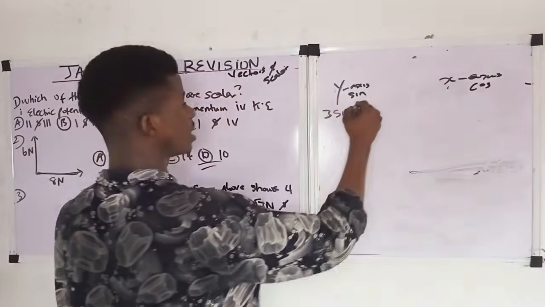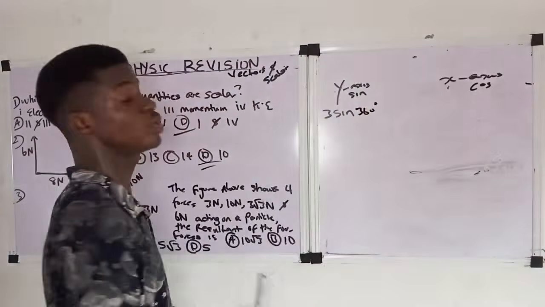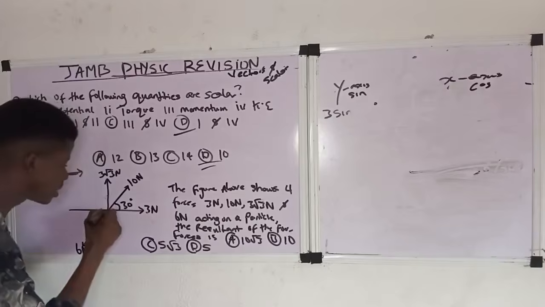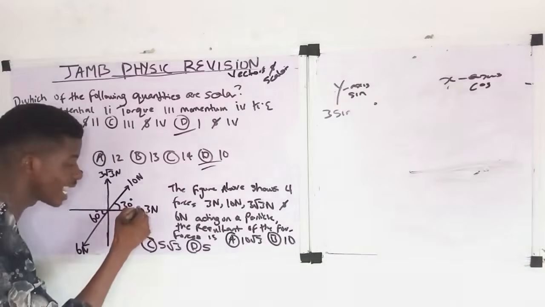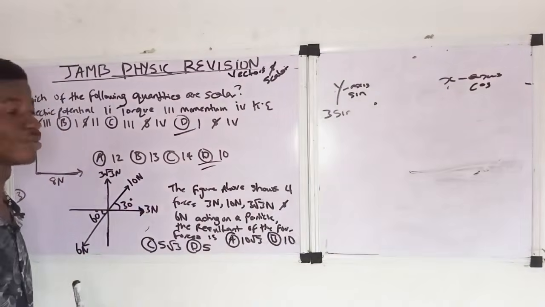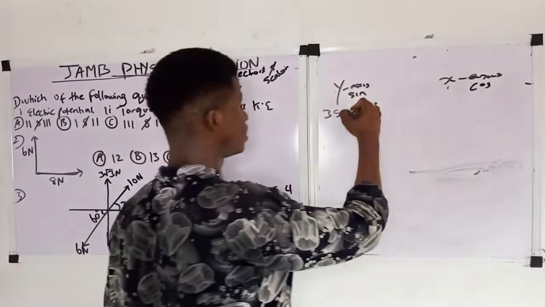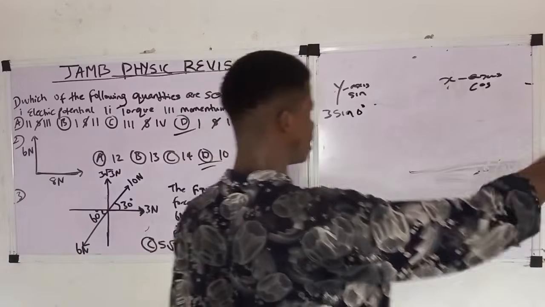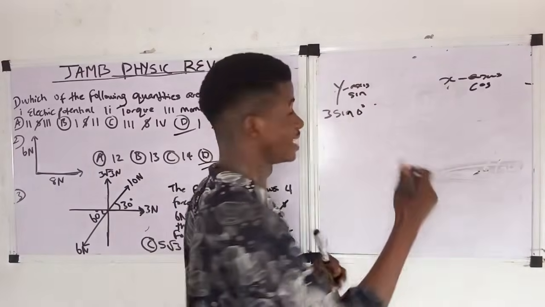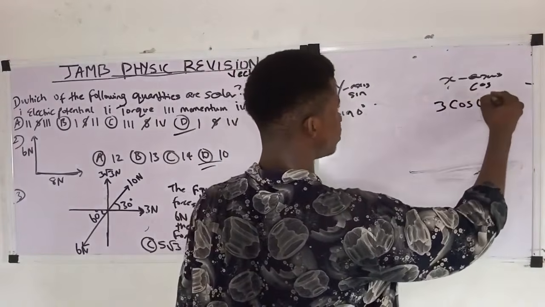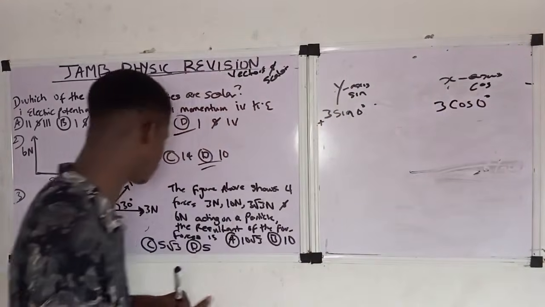So it will be something like this: 3 sine 360 degrees. I can still use 0. Remember, this force is at the east, so east is 0 or 360 degrees. We can use 0, we can use 360 degrees. Then we go to this place and do the same thing: 3 cos 0 degrees. Then we do plus. We continue.